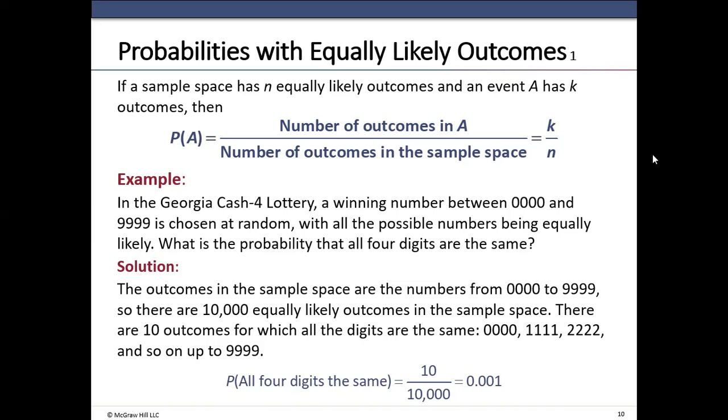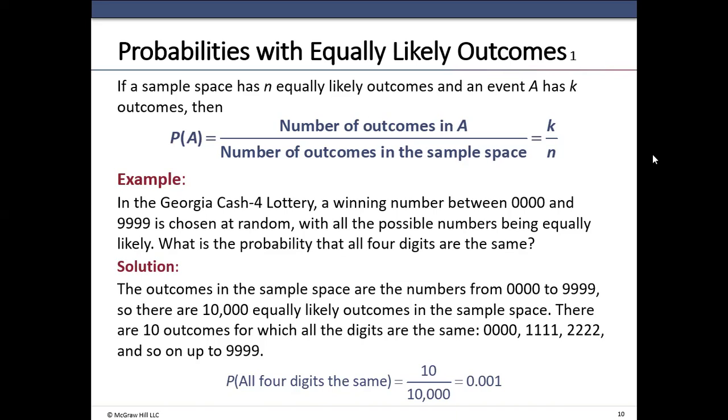In the Georgia Cashflow Lottery, a winning number between 0000 and 9999 is chosen at random, with all possible numbers being equally likely. What is the probability that all four digits are the same? Remember, one of the possibilities is 0000. Next one is 1111. Next one is 2222. Then 3333, and so forth till you reach 9999. So there are 10 possibilities.